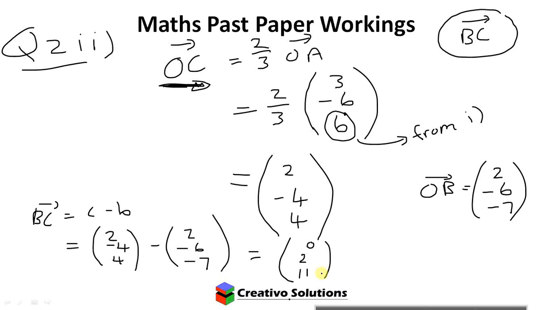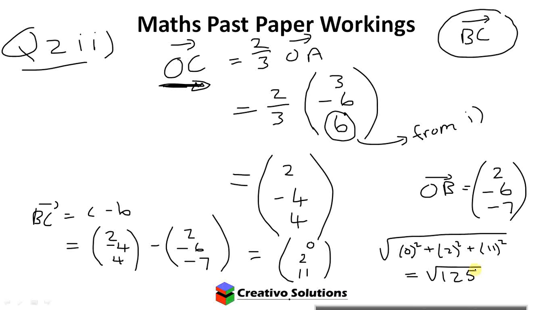Okay, what else did they want? Find the unit vector in the direction of BC. Now we do what you did, square root. So now you can take the square root of 0 squared plus 2 squared plus 11 squared. This is the absolute value of BC. 4 plus 121 is root 125. And the unit vector would just be the 1 over.